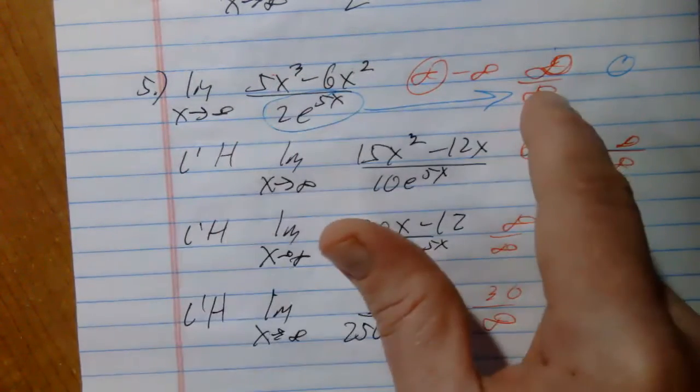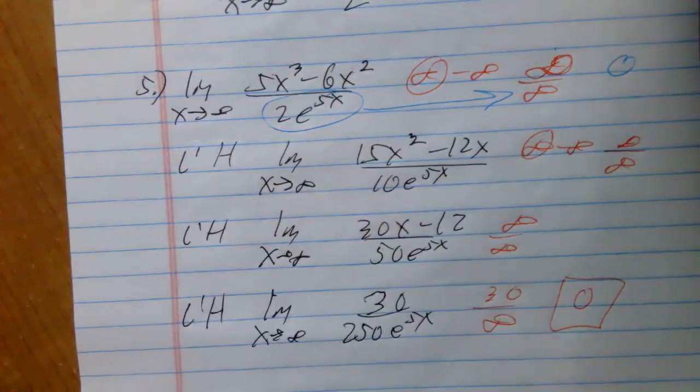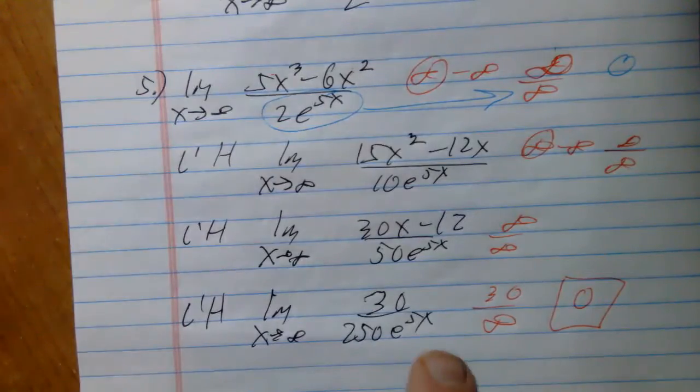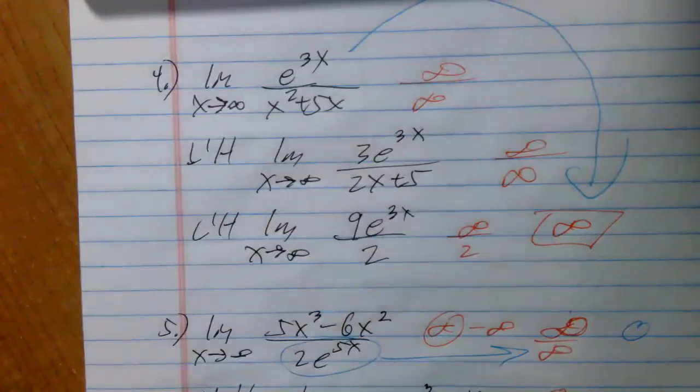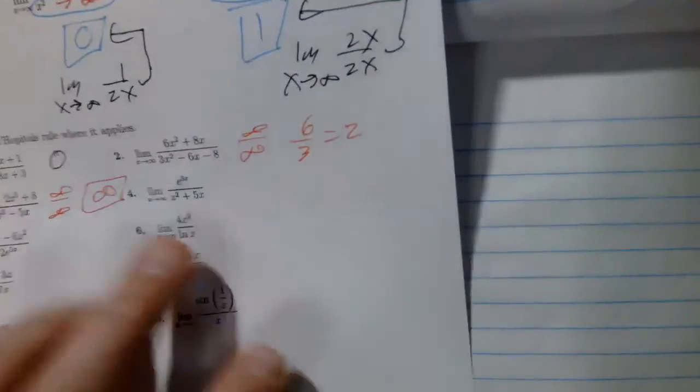Eventually that exponential is going to take over. In this case, it's on the bottom, so it takes over at 0. In the other case, it was on the top, that's why it was infinite. All right, so let's check out another one here. Let's check out 6.